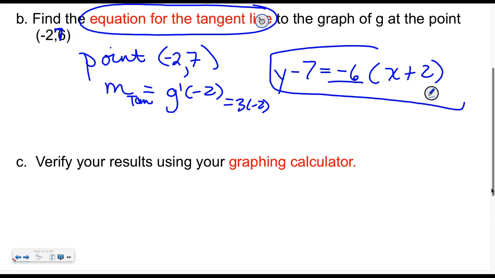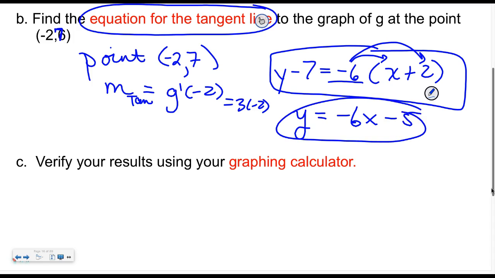The question becomes, can you leave it like that? And the answer is yes. You can leave it in point slope form. If it bothers you, or if you wanted to enter it on a calculator, you would want to solve it for y. So you would say -6x minus 12, and then you'd add the 7, and you could do that. For time-saving purposes, we're not going to verify it on our calculators, but I'm going to graphically show you what you just found.